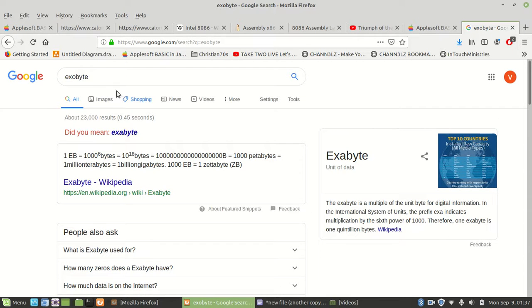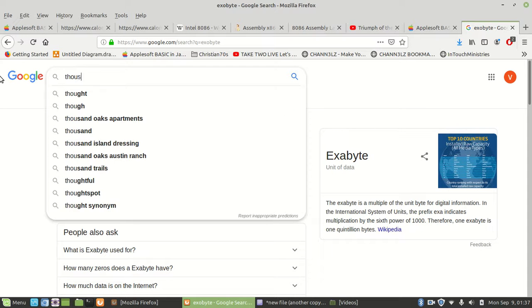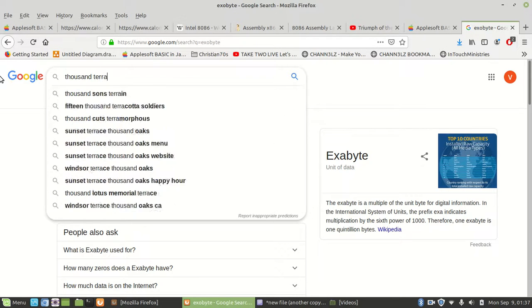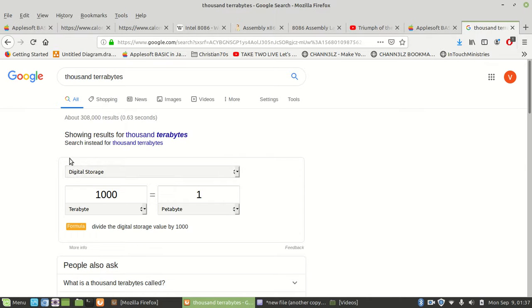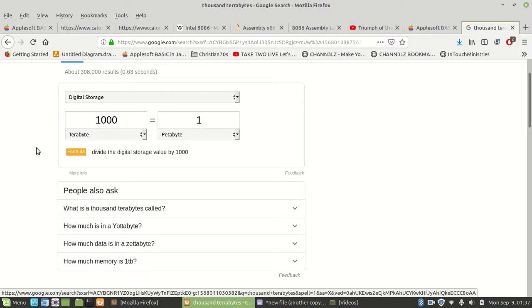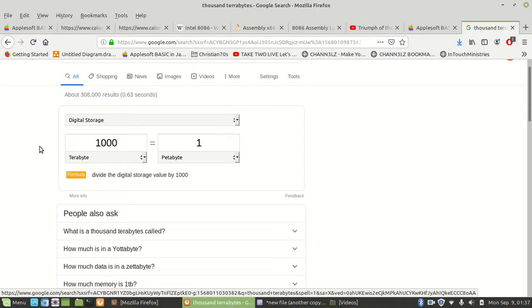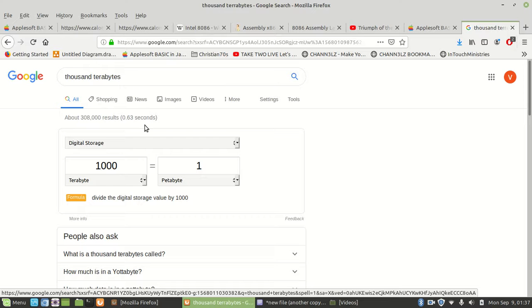So what is 1,000 terabytes? 1,000 terabytes is a petabyte, is what it's called. And so when you're working with 1,000 terabytes, we're talking petabytes.